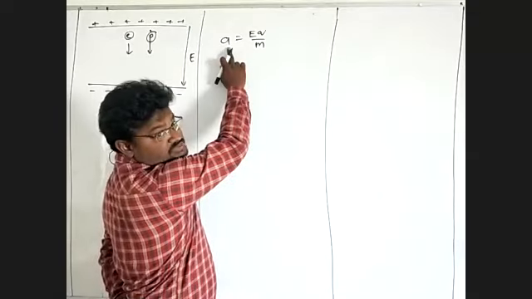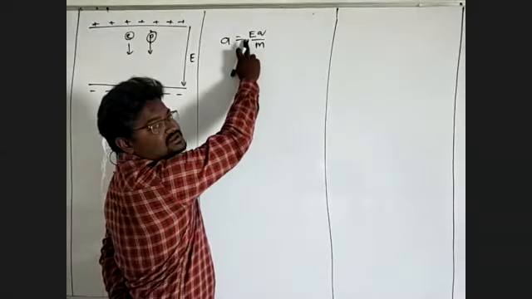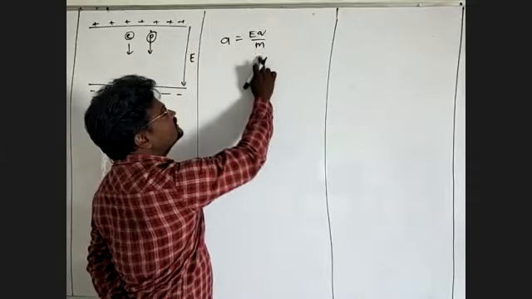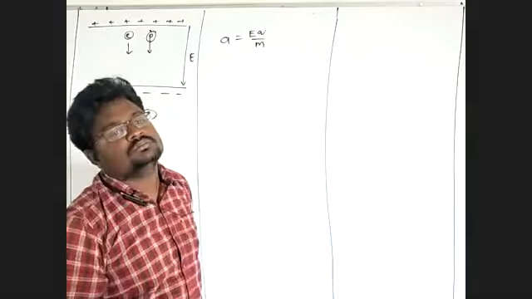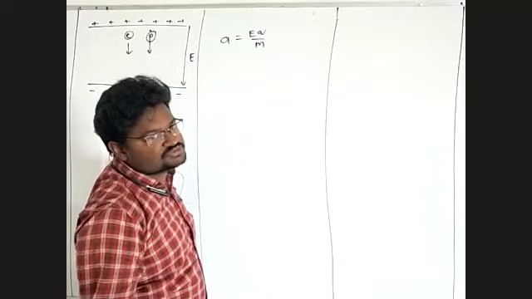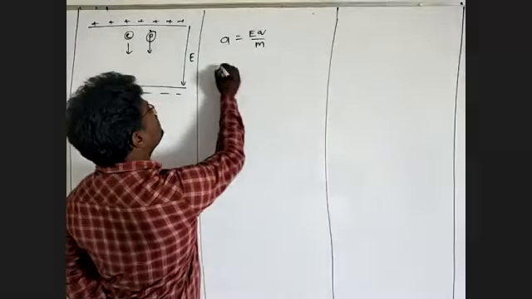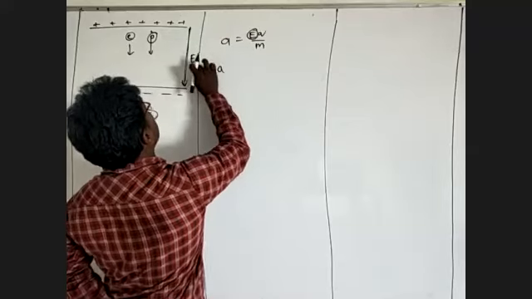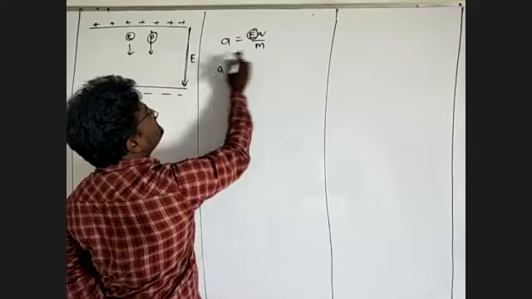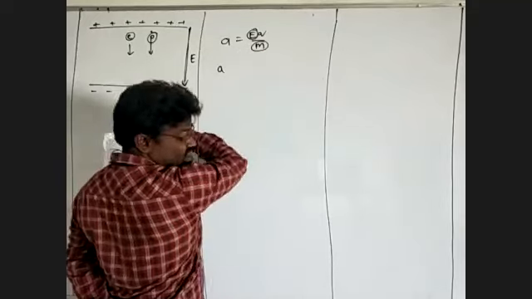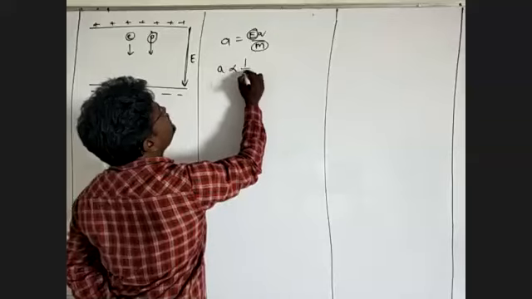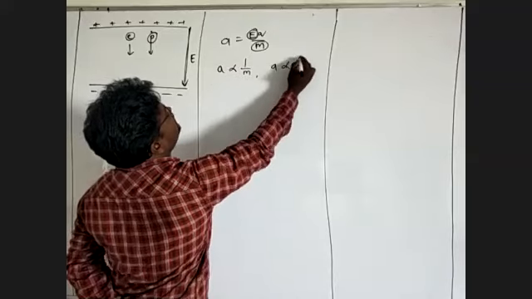The charge may be positive or negative. E means the direction of the electric field from positive to negative. Q means charge, and m means the mass of the charge. E is constant for both charges, so m changes and Q also changes. A is inversely proportional to 1 by m.